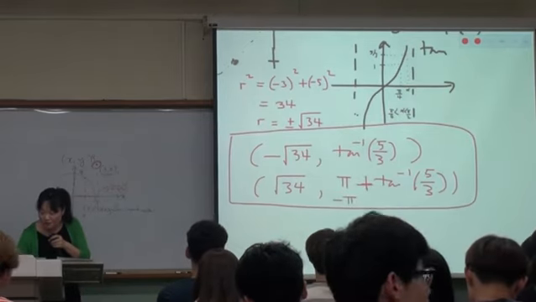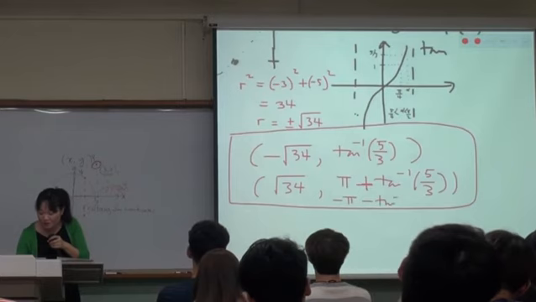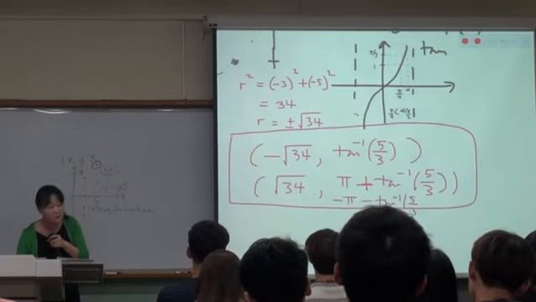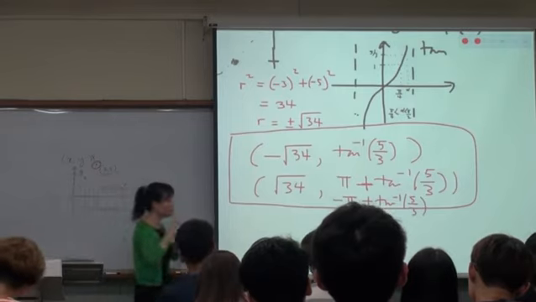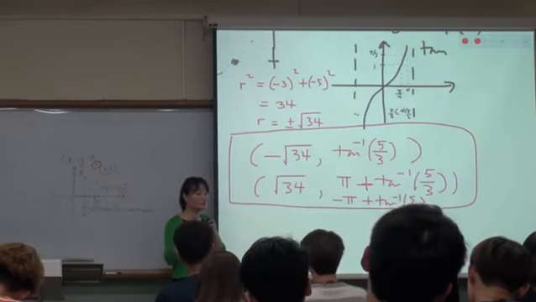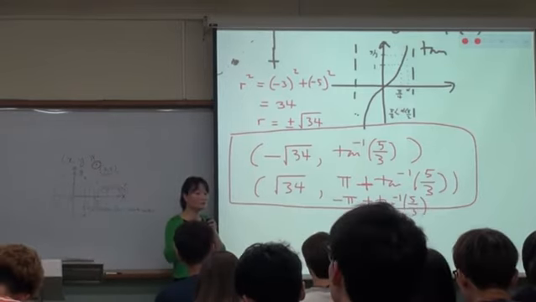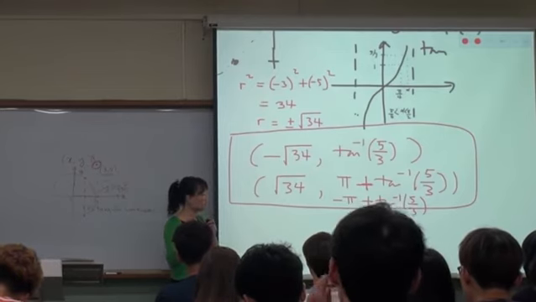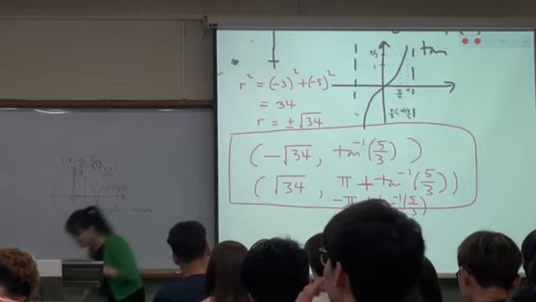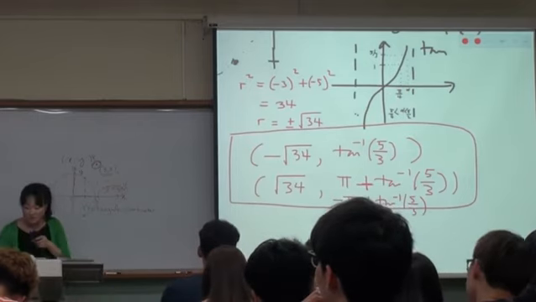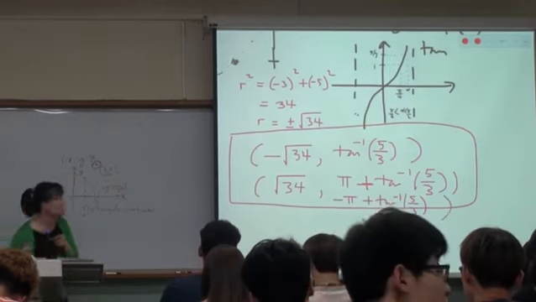So what I meant was minus pi minus tangent inverse pi over 3. That works? Minus pi plus. Is this right? Okay. So, yeah, there are many possible answers. Any question?